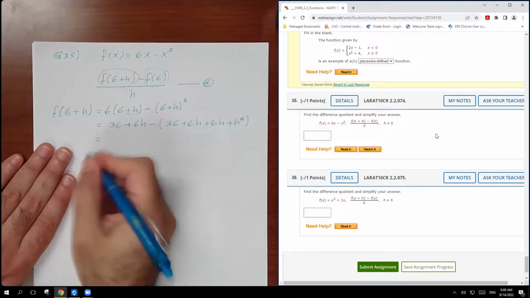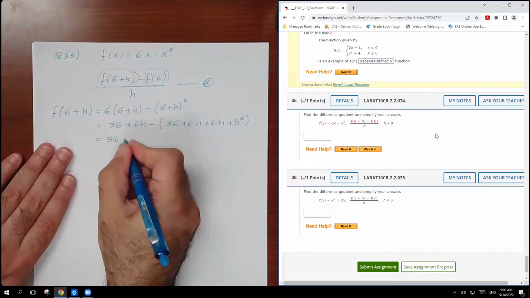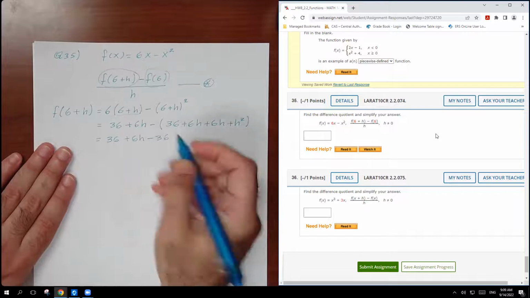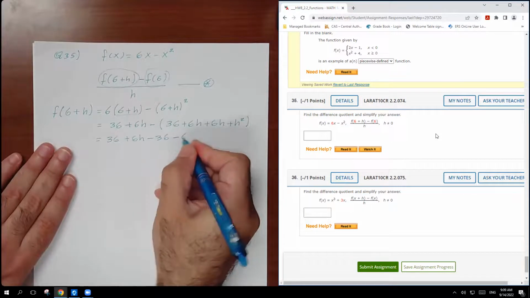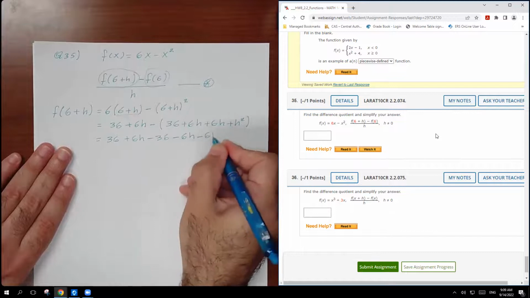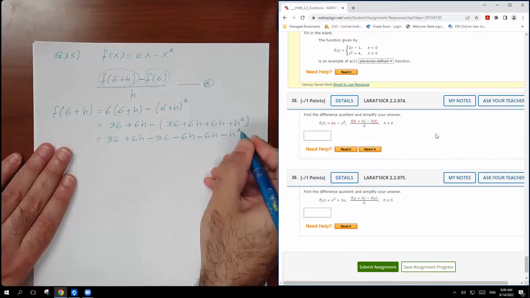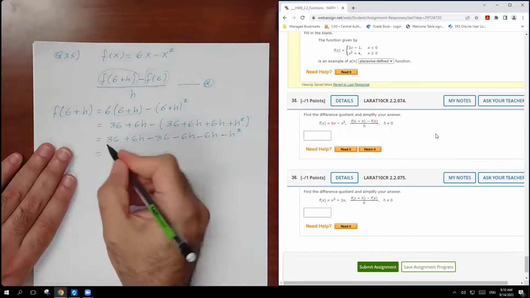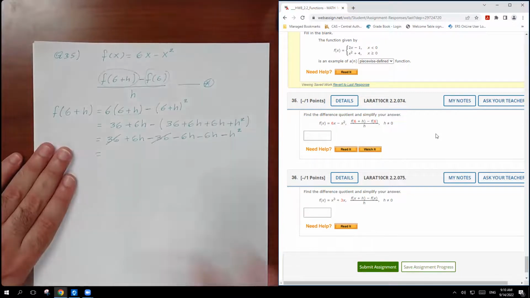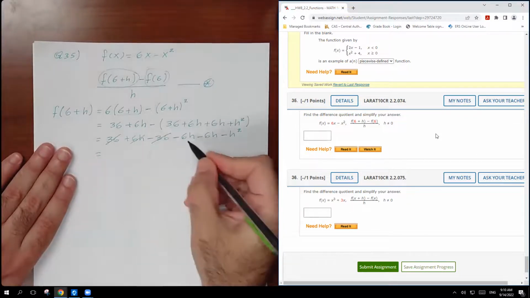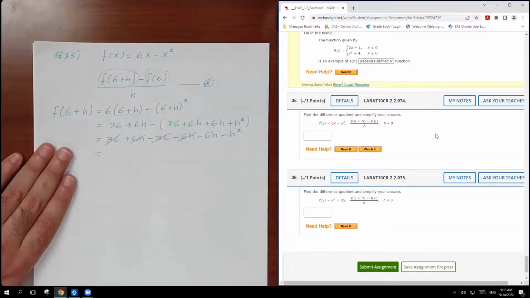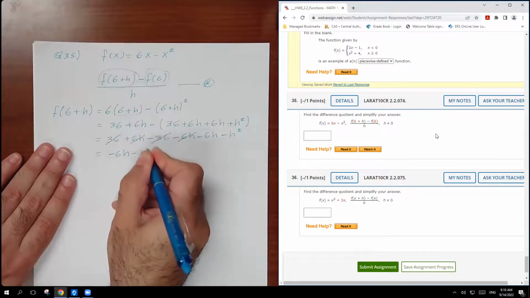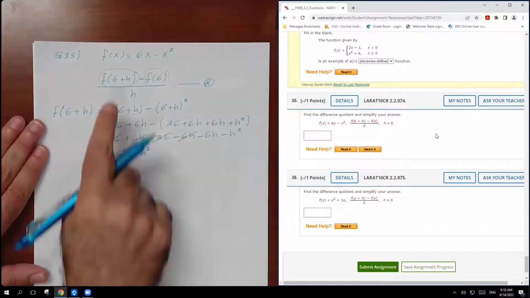Then next step, I'm going to FOIL 36 plus 6h. Negative times positive is going to be minus 36. Negative times positive is going to be minus 6h. Minus 6h minus h squared. Now combine the like terms. I have 36 minus 36, cancel. I have 6h minus 6h, cancel. So what is left from this part is negative 6h minus h squared. I'm done with this part.